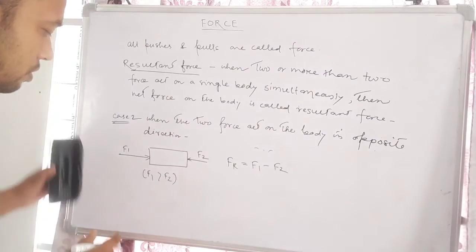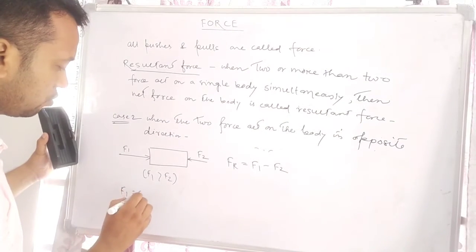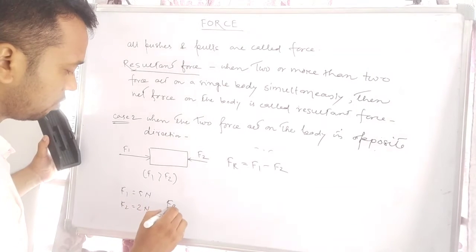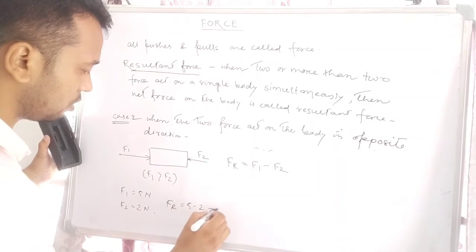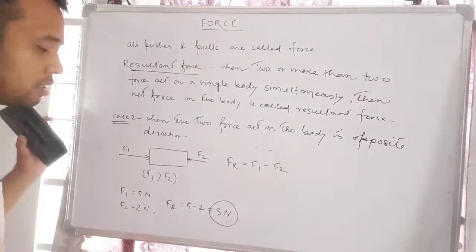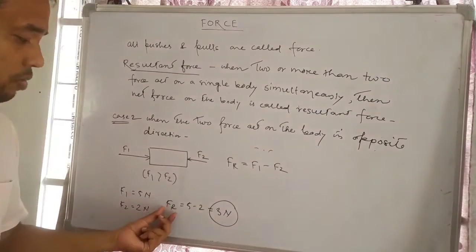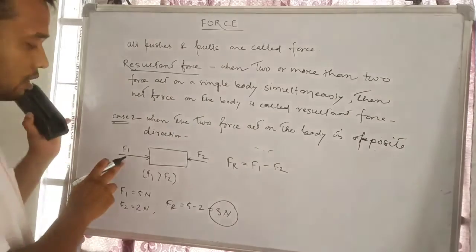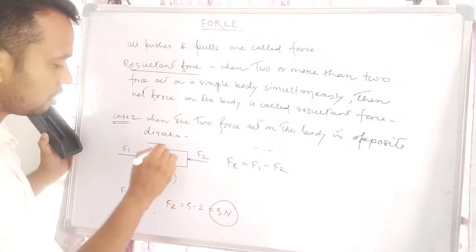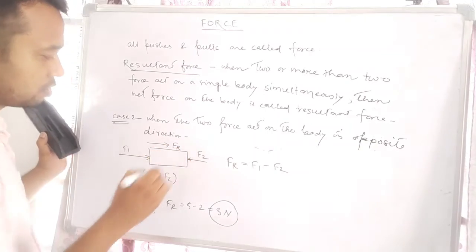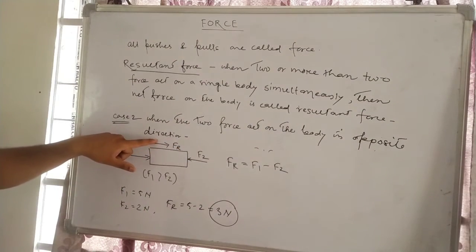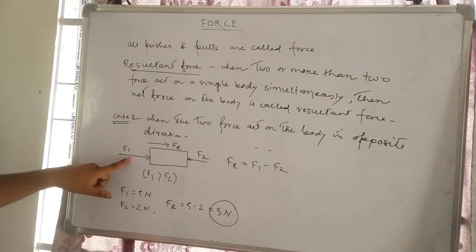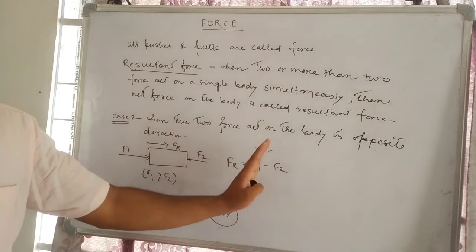smaller force. Suppose here F1 equals to 5 Newton and F2 equals to 2 Newton. Then resultant force will be equals to 5 minus 2 equals to 3 Newton. So this will be the resultant force. And the direction of this resultant force is always along the direction of larger force. So the larger force is F1. So direction of the resultant force will also be along this way. So this direction of the resultant should be same with the direction of the larger force. That means the object will move along this way.